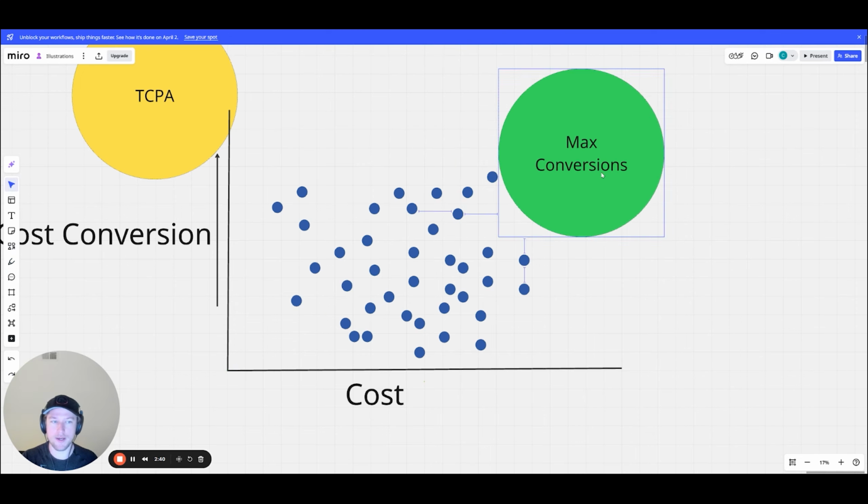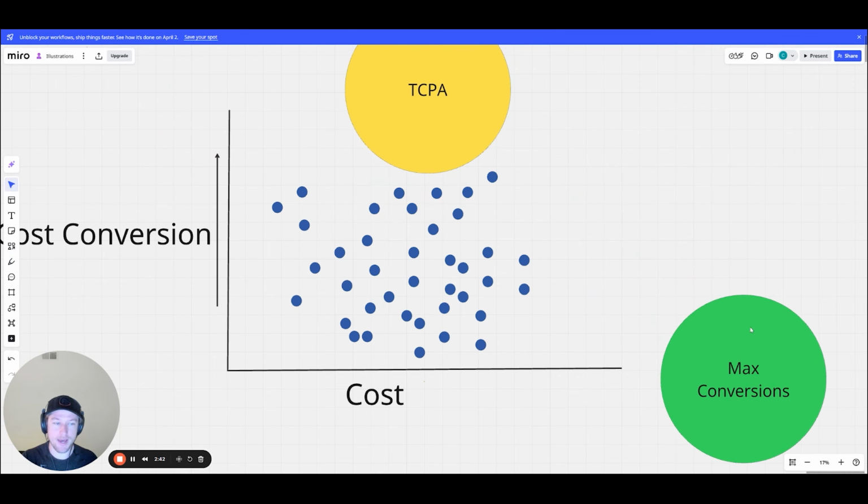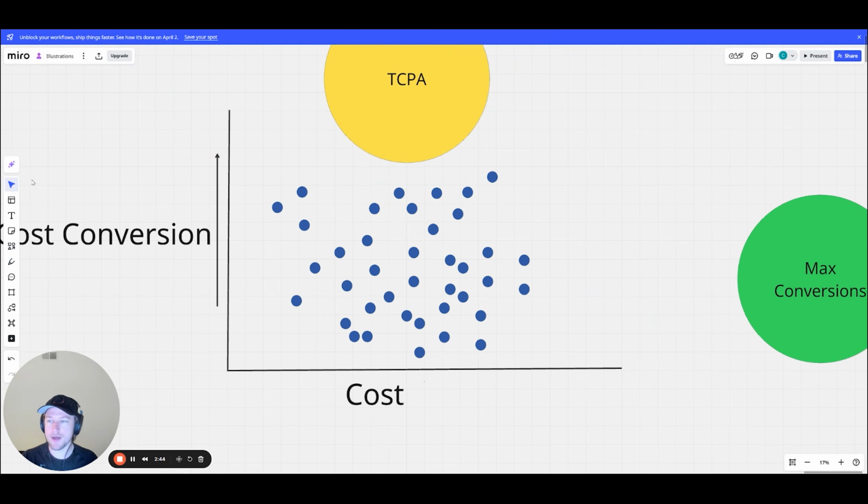Whereas if you are running target CPA, it's probably going to look more like this, assuming that you set a CPA that you want to hit. So let's say you want to hit a $100 CPA, and that's the regular CPA target in the market. You set it to $100 CPA. It'll probably look something like this, where you go up and it's awesome, it's great, and then all of a sudden it just starts to flatline, and you're not really getting more conversions for the cost.